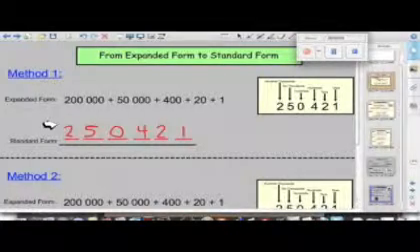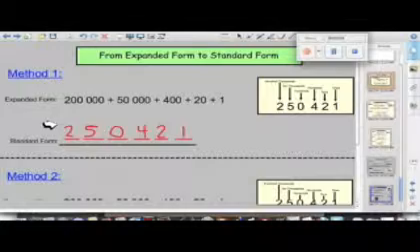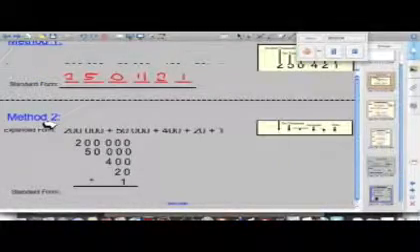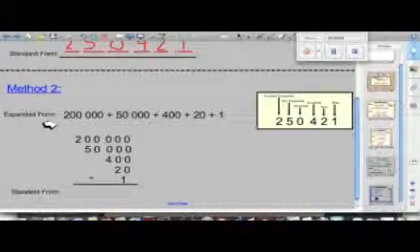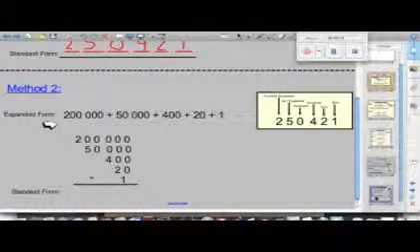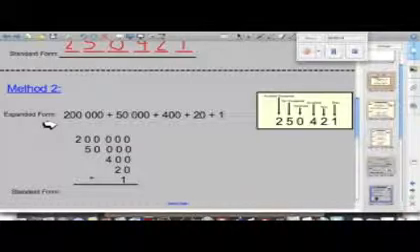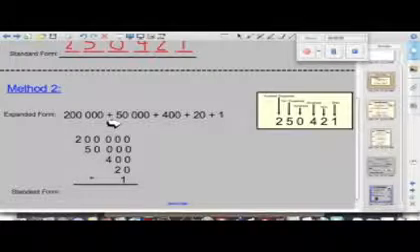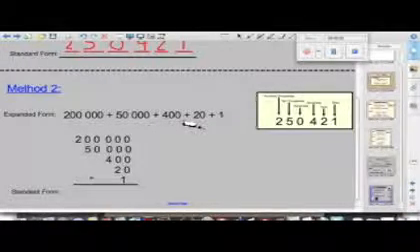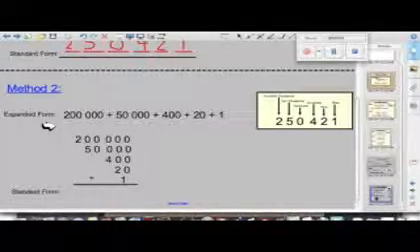Let's scroll down the page here, and we will look at just briefly a second method which may be helpful for you, especially if you're finding that first method is giving you problems. You notice that I have the same expanded form number recorded here as I did in our first example, 200,000 plus 50,000 plus 400 plus 20 plus 1. Now this second method just involves actually carrying out the operations that the expanded form notation asks for. That is to say, just finding the sum of the numbers in our expanded form notation.